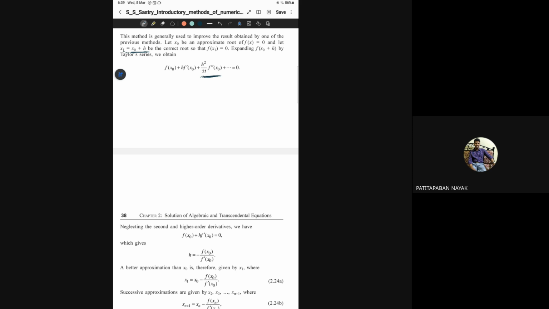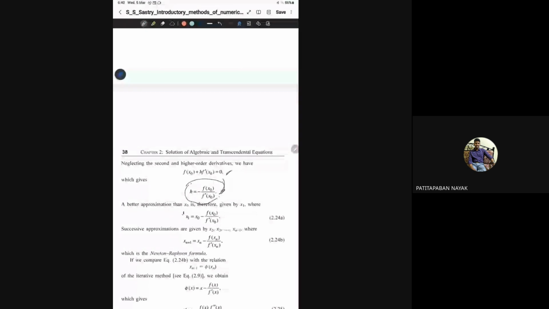So x1 will be equal to x0 minus f(x0) by f'(x0). Okay, and then we'll get the next value x1, and then we'll check what the value of f(x1) is. If f(x1) is equal to 0, then we have the solution.